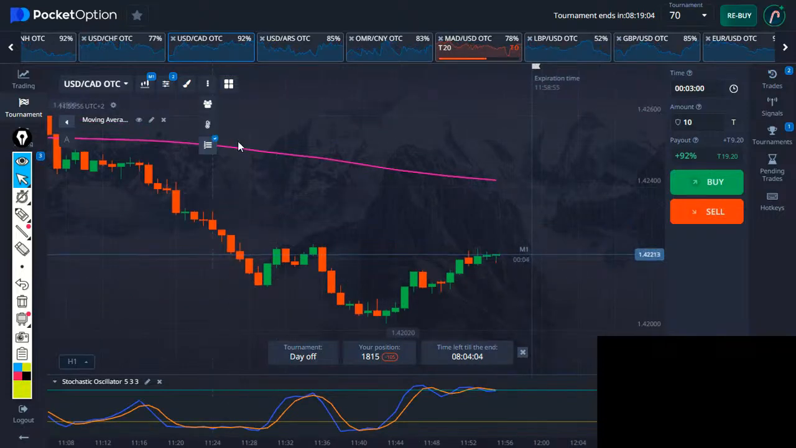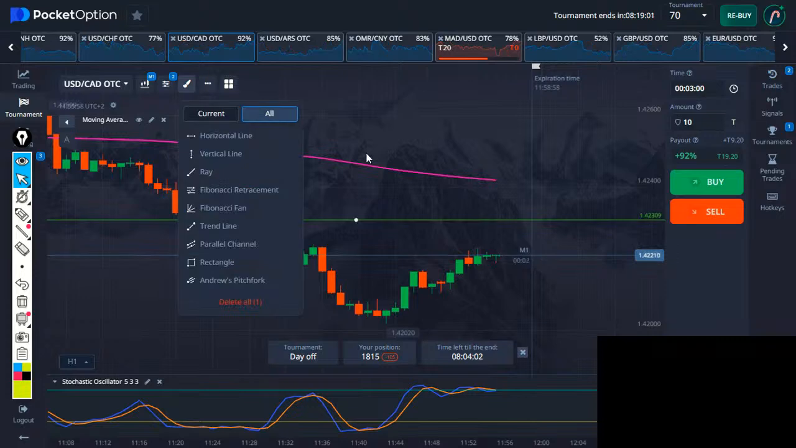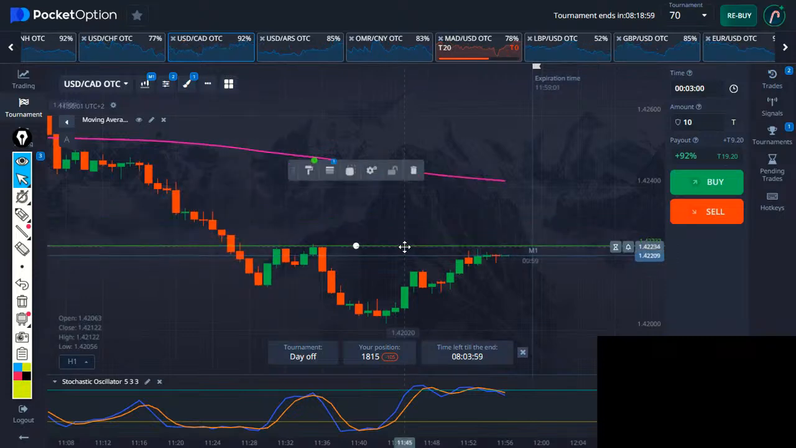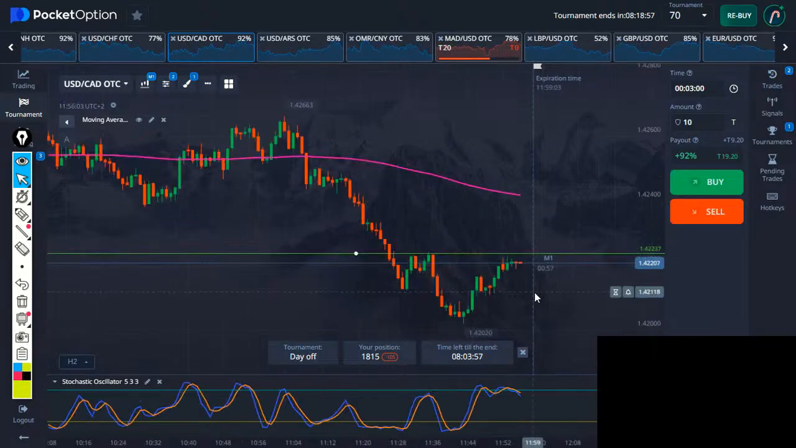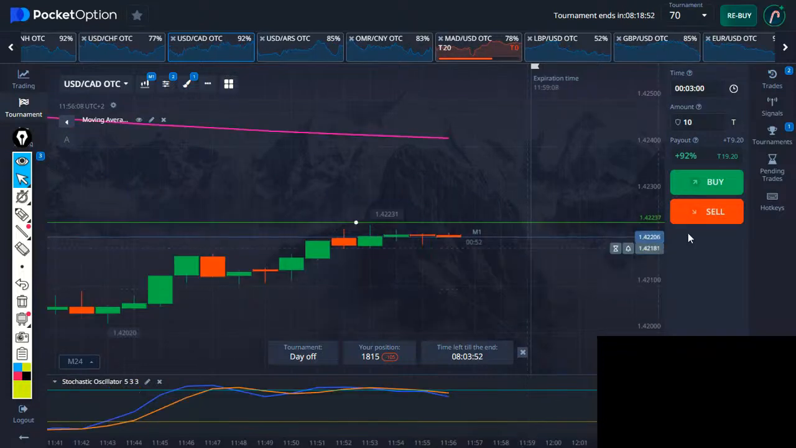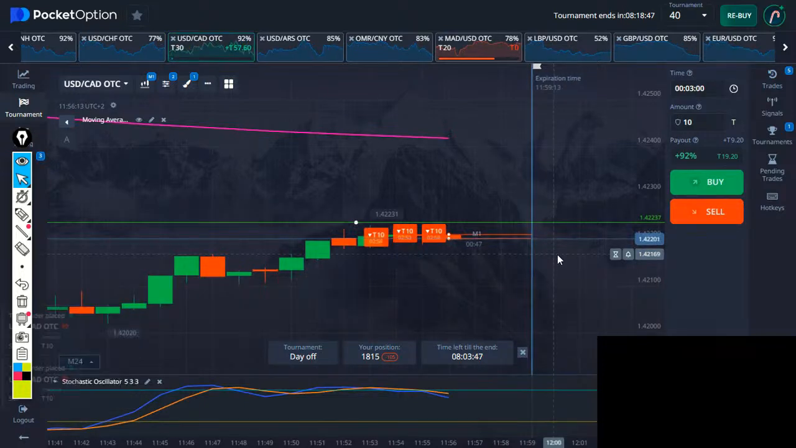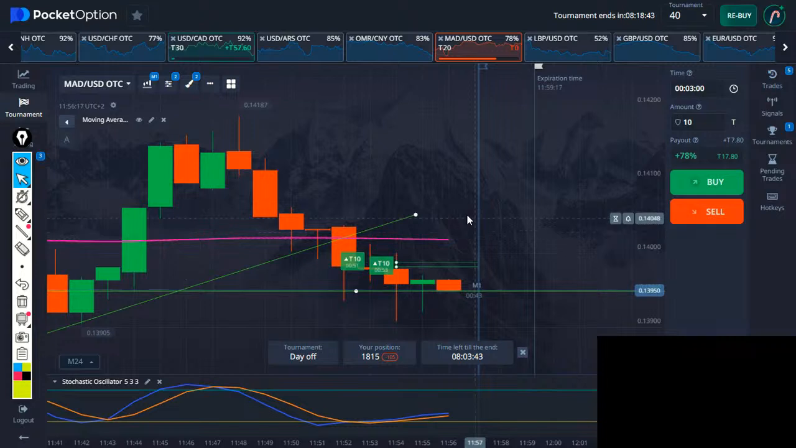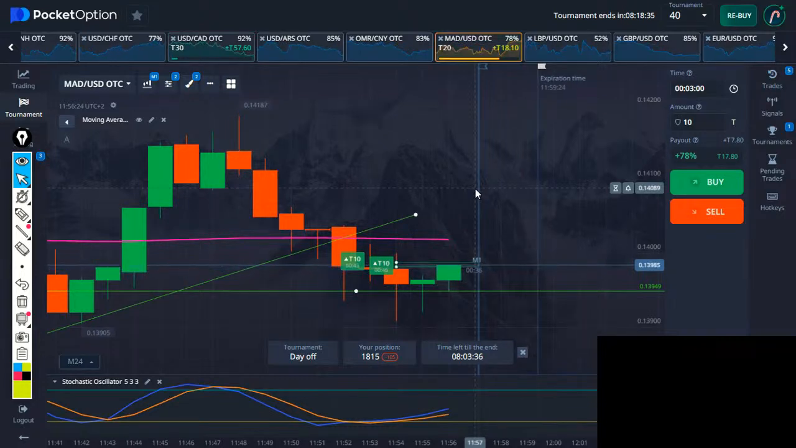We have resistance line here. Let's see. We have the confirmation. I'll go for 3. This one is going. It might win. We need a push up. Nice. Go on. Yes.